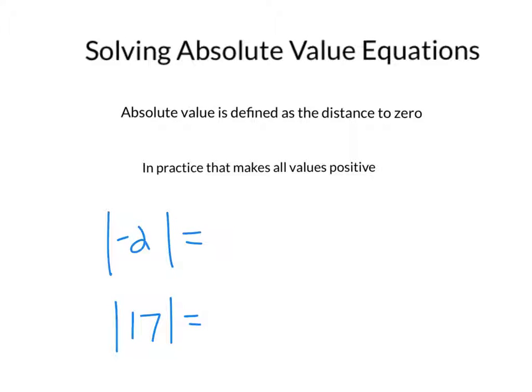So this is going to be about solving absolute value equations. And this may be review for you, but just as a refresher on the absolute value in general, it's defined as the distance to zero. And what that means is that once a value is inside the absolute value, or if you take the absolute value of a number, it makes it positive because you cannot have a negative distance. So if you're taking the absolute value of -2, that's going to be 2. And the absolute value of a positive number, like 17, it remains positive.